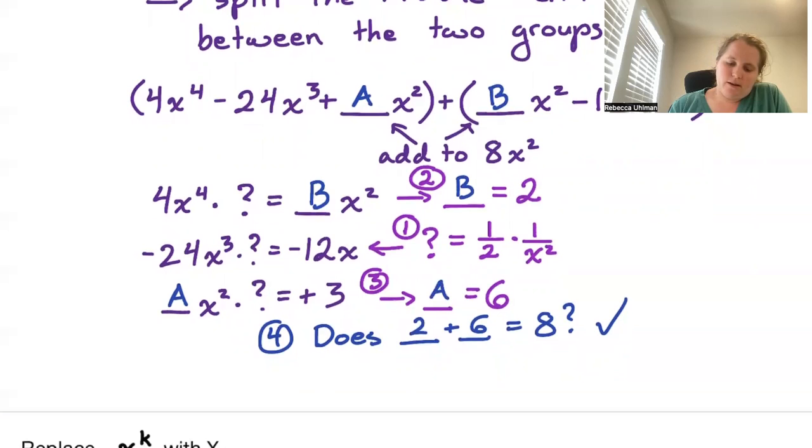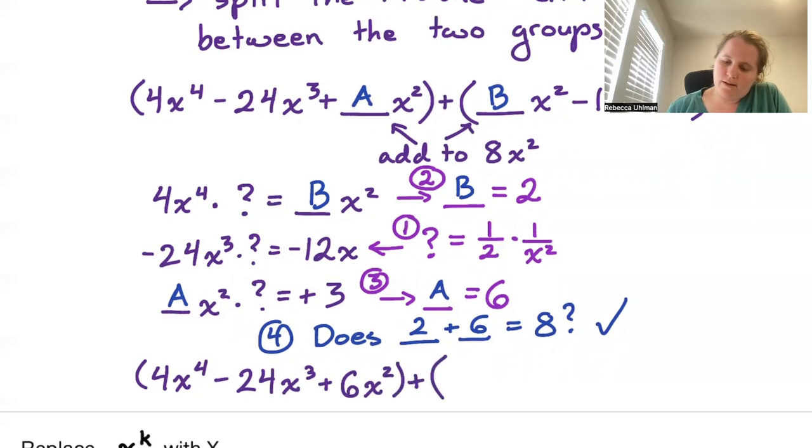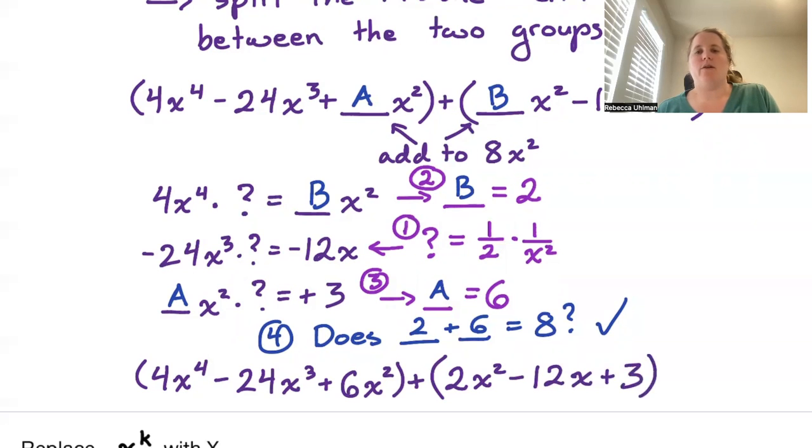So we are looking at 4x to the fourth minus 24x cubed plus 6x squared plus 2x squared minus 12x plus 3. We now have our 6 terms. We can go ahead and do our factor by grouping. I need to give myself a little more space.